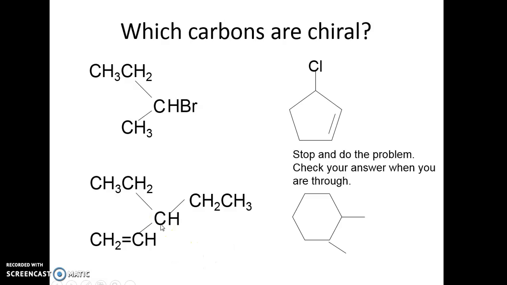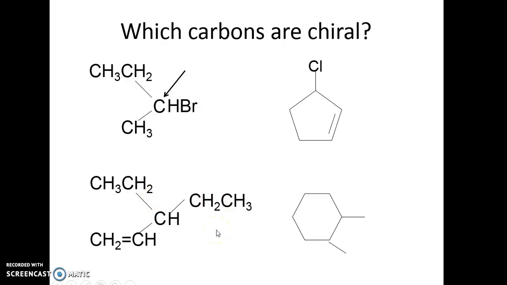Can this be chiral? A lot of you would say yes, because you think you see 2 different groups. But look, this is one group, this is another group. Then we have an ethyl here, and what's this? An ethyl. Well, you have two groups that are the same, so it is achiral. Okay, let's look up here.